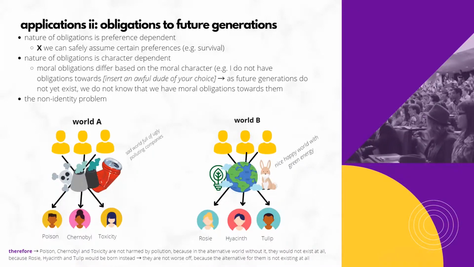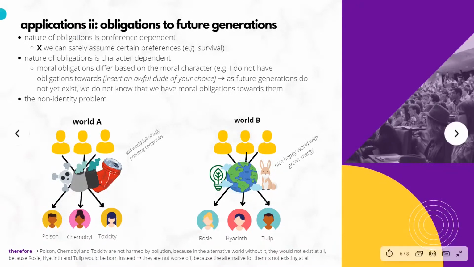I'm going to start with the one that is probably the least useful, but you can get away with it sometimes. The first thing you can posit is that the nature of your obligations is preference dependent. So I need to know what the person I have obligations to wants in order to evaluate what these obligations are.